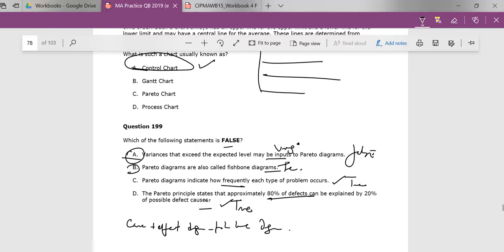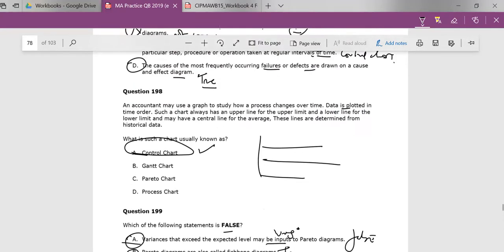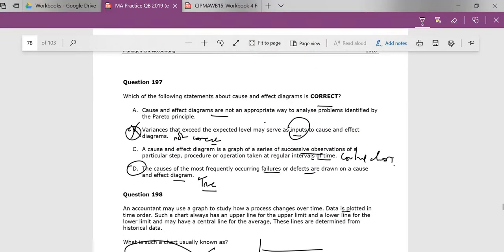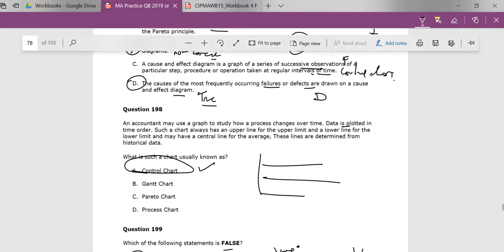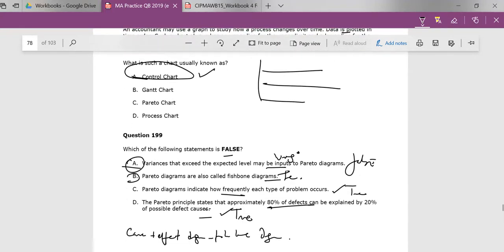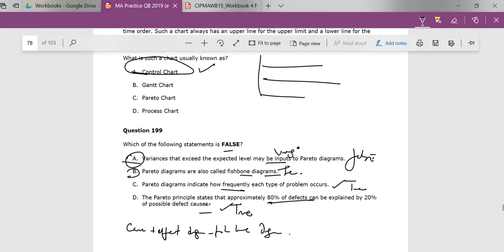So which of these is false? Here we were trying to find out which of these is correct, and this was correct. 197 is D. So if 197 is D, all these are false. And this question asks that very question, which of these is false? So therefore, this is false. It is a fishbone diagram, so I think 199 is wrong. The answer should be A, as being false.